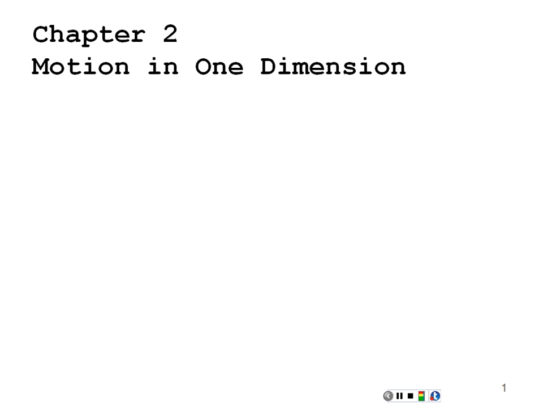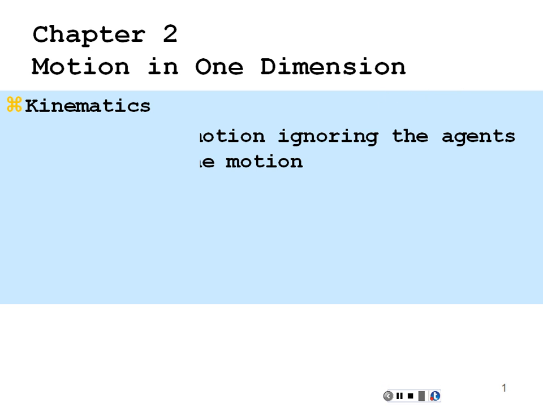Okay, welcome back. Today we're going to look at Chapter 2, which is motion in one dimension, kinematics in particular. What is kinematics? It is the empirical study of motion. It's a study of motion basically ignoring the causes of the motion, just looking at motion, trying to find the mathematical equations that fit the motion.